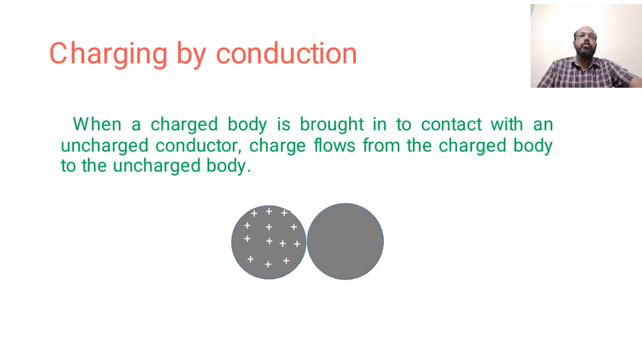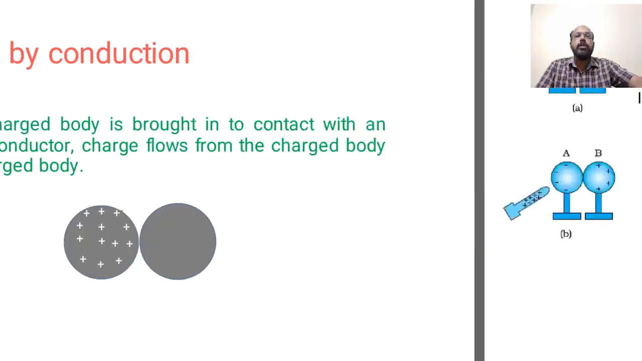Here, when a charged body is brought into contact with an uncharged conductor, charge flows from the charged body to the uncharged body. That is charging by conduction. When a charged body is brought in contact with an uncharged body, charge will flow from the charged body to the uncharged body until both attain the same amount of charge.